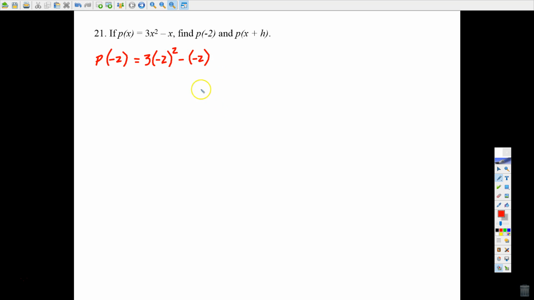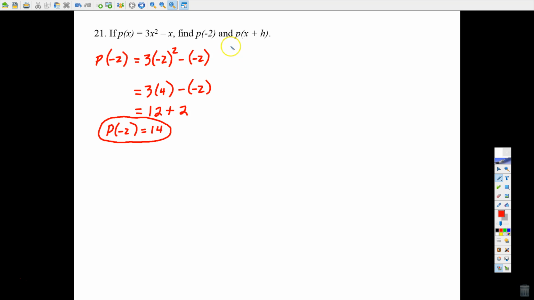Okay, so here I've replaced the 2 x's with negative 2, and now I'm going to evaluate this expression. So negative 2 squared is 4. Three times 4, of course, is 12, and subtracting negative 2 is really adding 2. So my answer for p of negative 2 is going to be 14. So that's answer part 1.